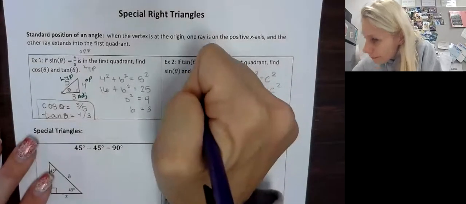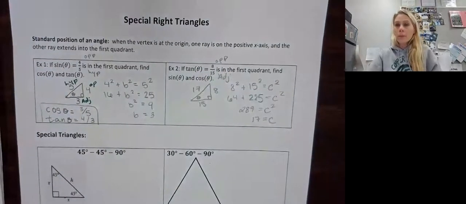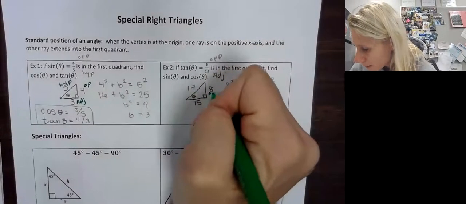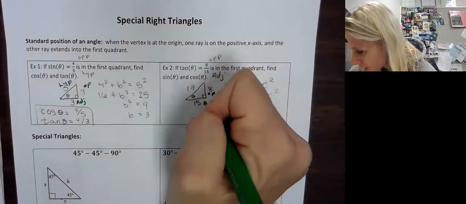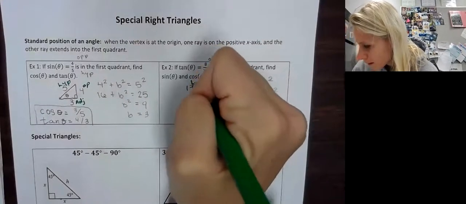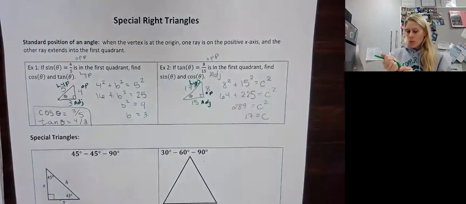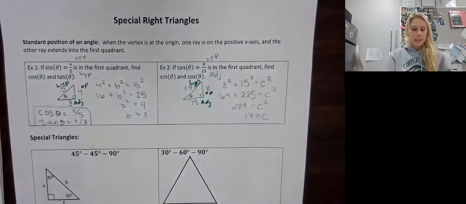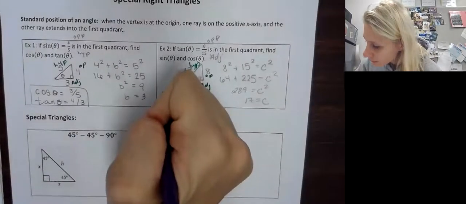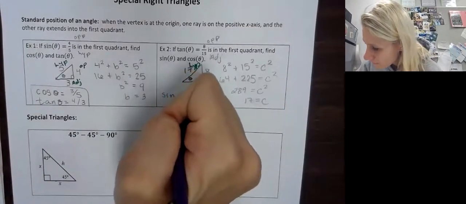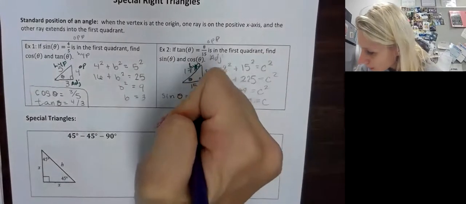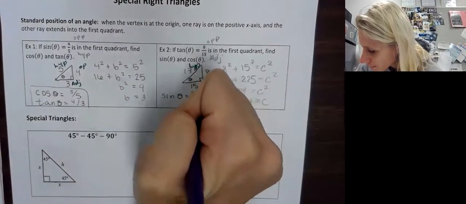All right, this time I'll do it ahead of time and I'll label my opposite, adjacent, and hypotenuse. So opposite was 8, adjacent, and hypotenuse. And now the question wants me to find sine and cosine. So sine of theta equals opposite over hypotenuse, so 8 over 17.